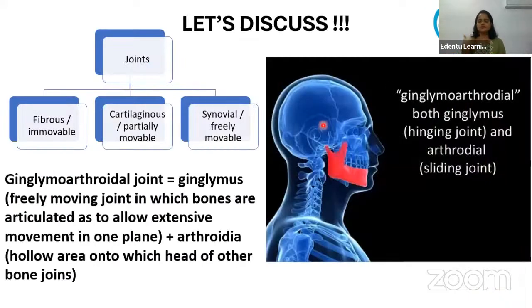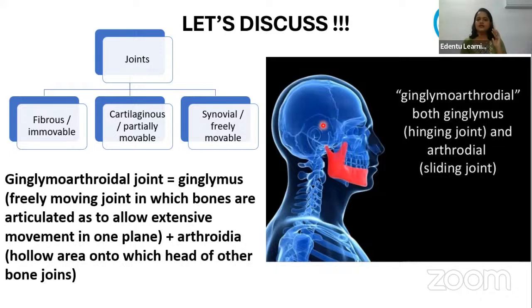So all the joints in our body can be divided into three types. First one is the fibrous or the immovable joints, then you have the cartilaginous or the partially movable joints, and then you have the synovial or the freely movable joints. So this TMJ is actually a synovial joint, but under the synovial joint we can classify it as a ginglymoarthrodial joint also, because it has a ginglymus.